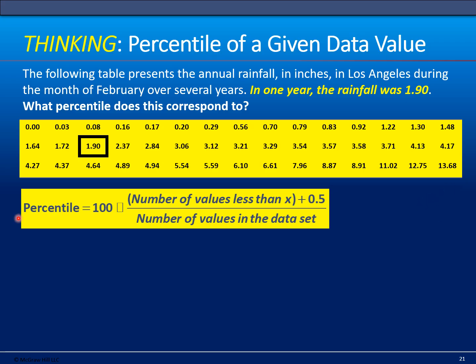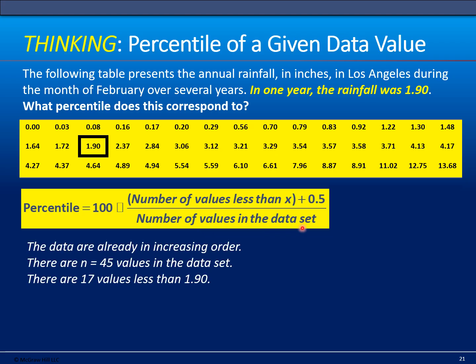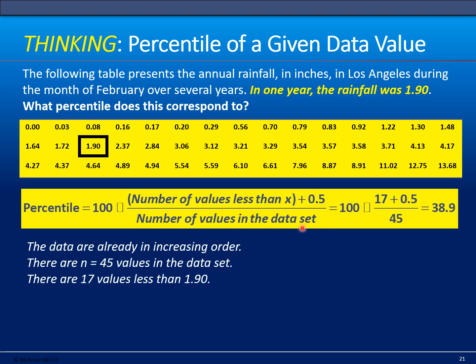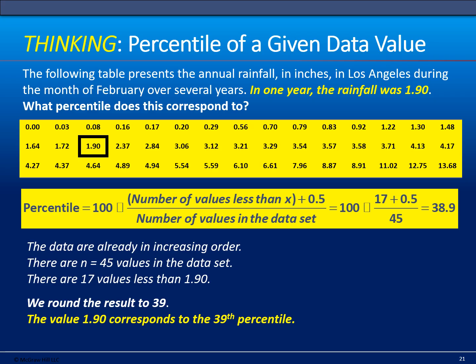So I remember that there are 15 data values in each row, so 15, 16, 17, 18. 1.90 is in position 18, so that means there are 17 values below this value of X. And there are 45 values in total, so I plug in those numbers. 17 plus 0.5 divided by 45 and times 100, I get 38.9. I then round it to 39, so the value 1.90 corresponds to the 39th percentile.